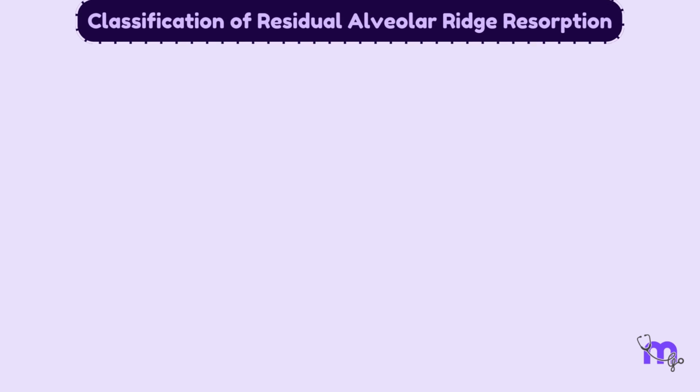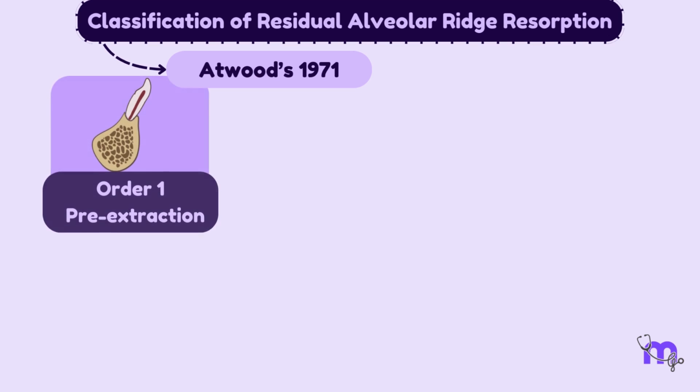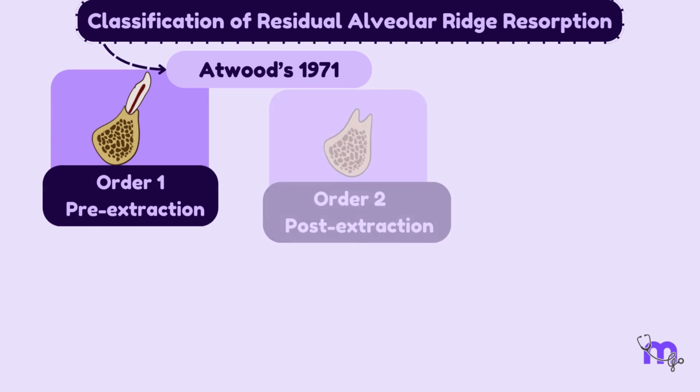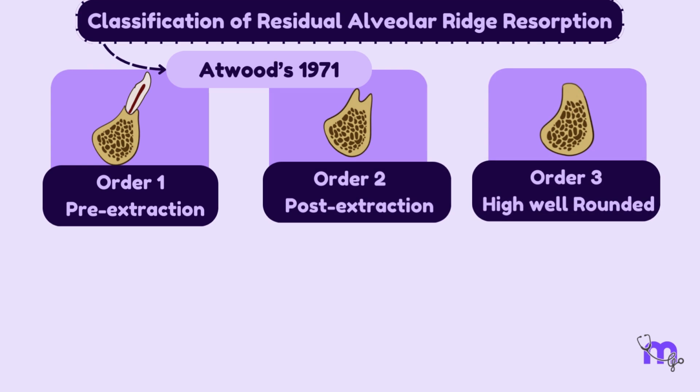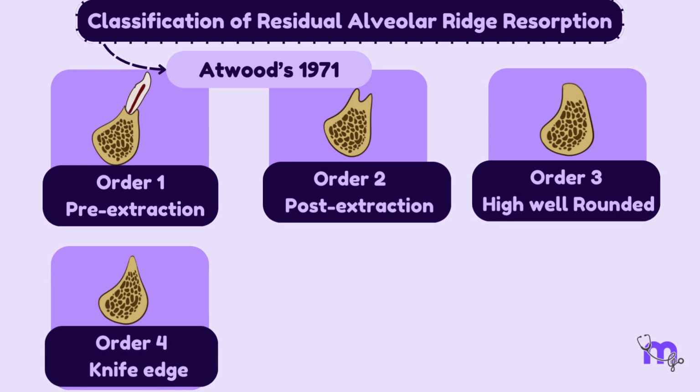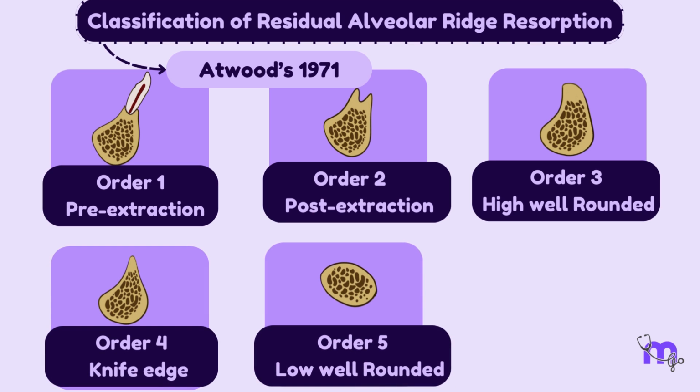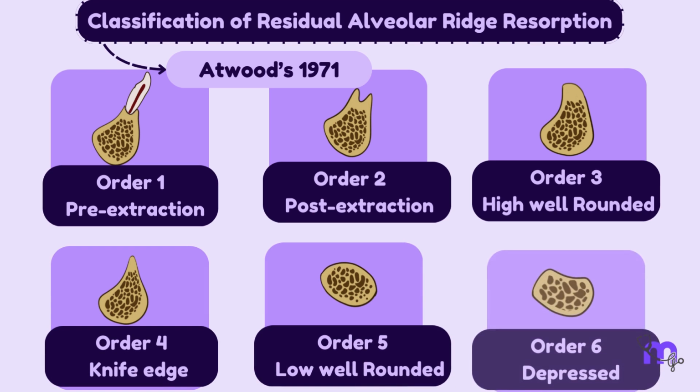Now let's move on to the classification of residual alveolar ridge resorption based on the severity, as per Atwood in 1971. Feel free to take a screenshot. Order 1, pre-extraction. Order 2, post-extraction. Order 3, high well-rounded. Order 4, knife edge. Order 5, low, well-rounded. Order 6, depressed.